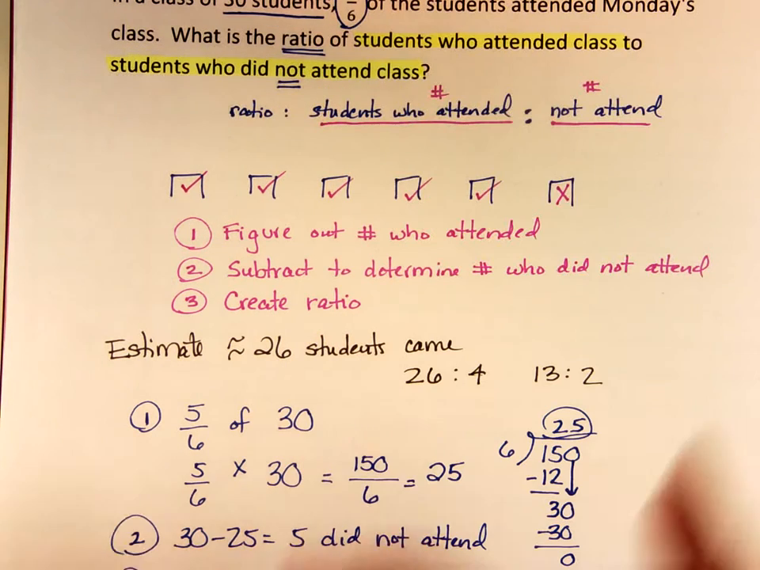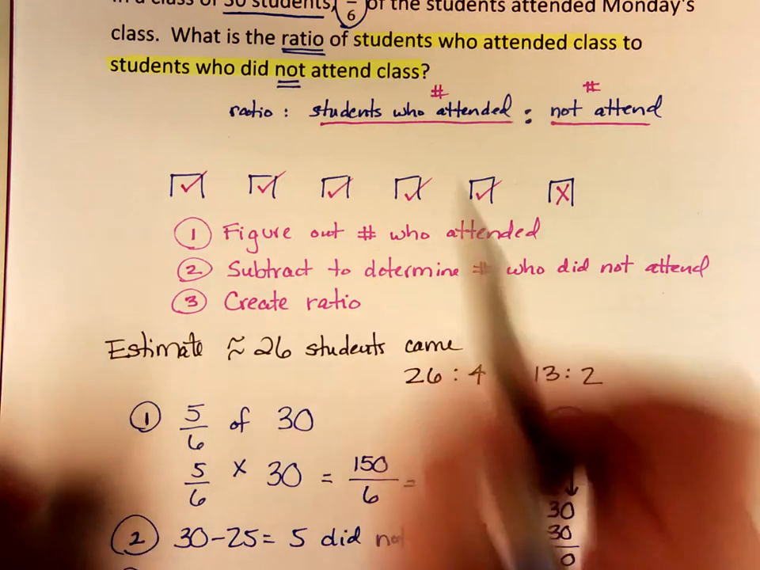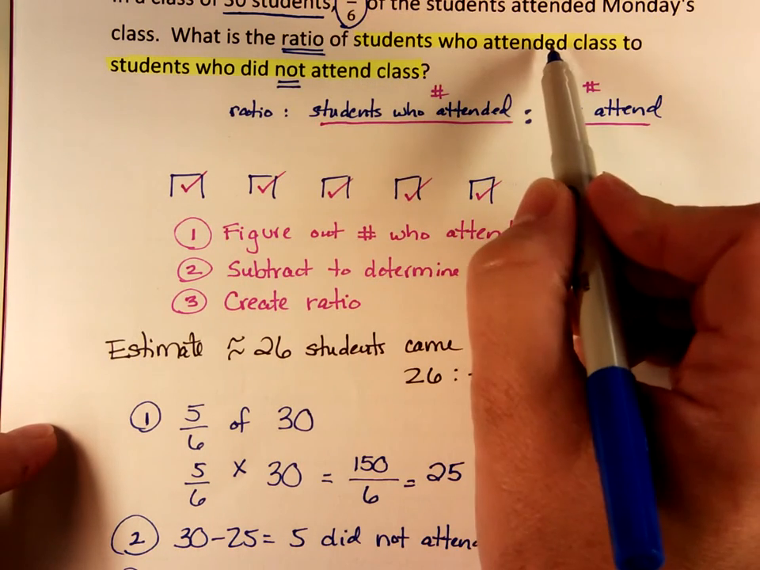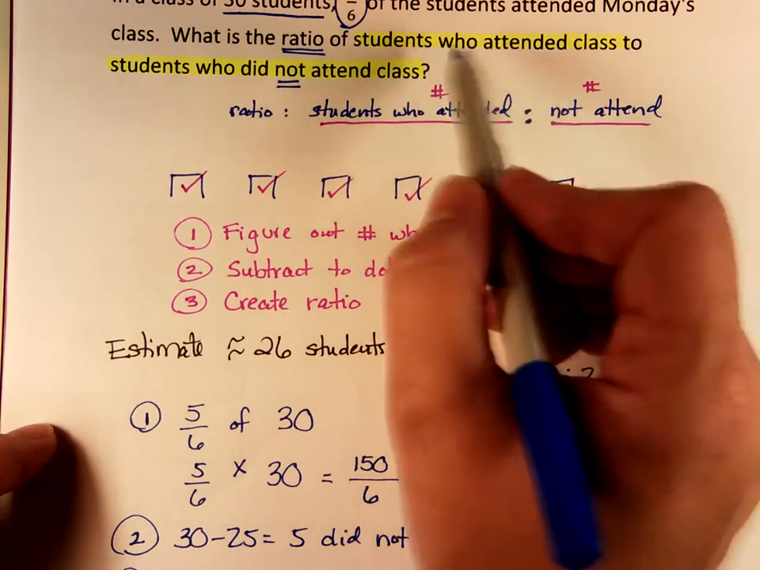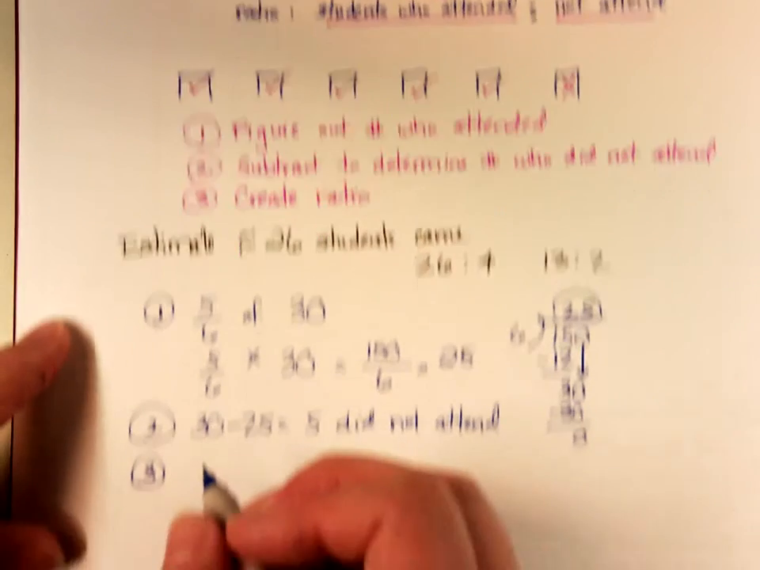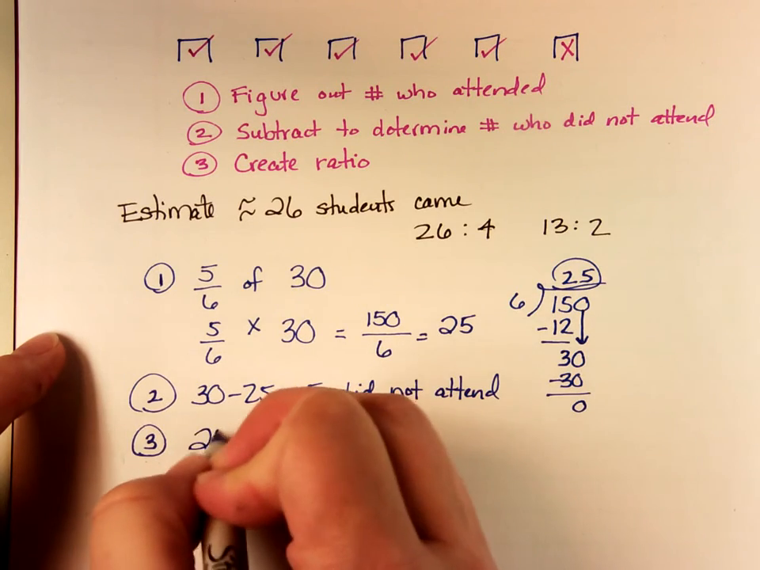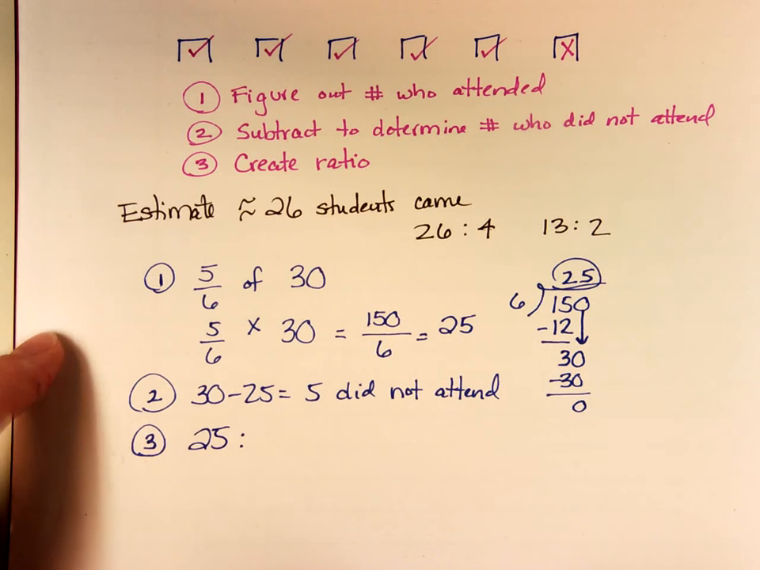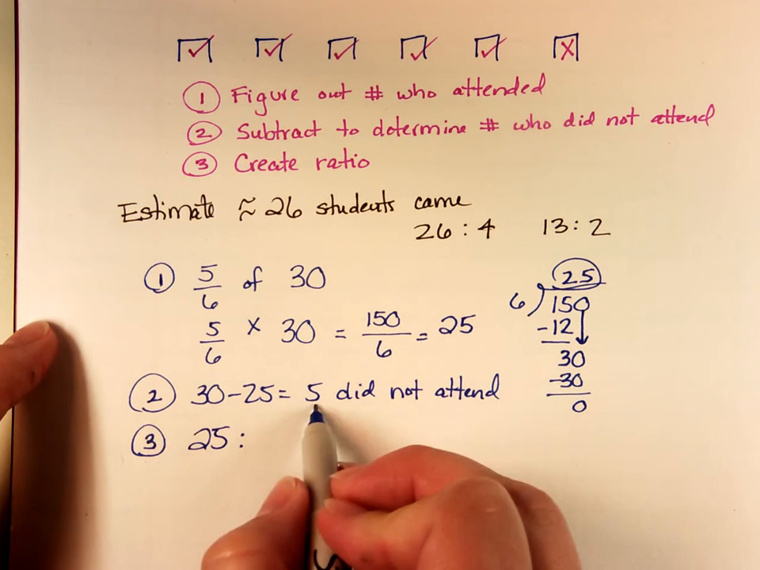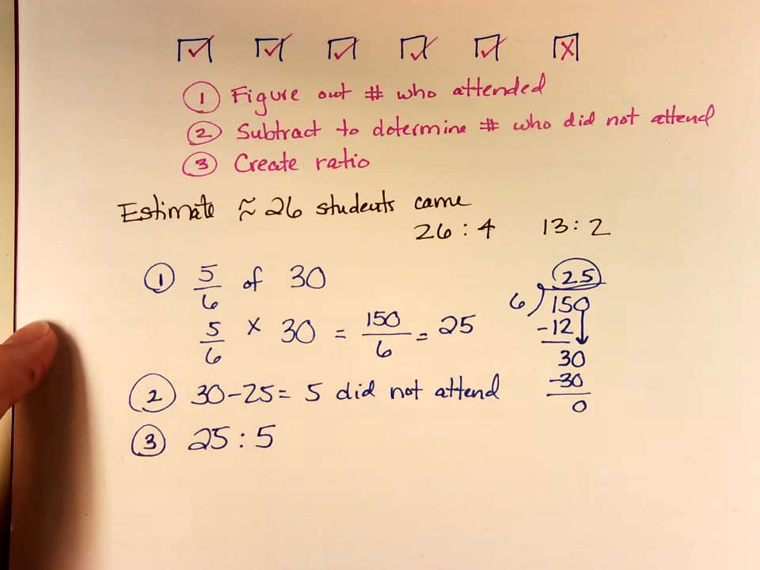So you really can't just put the ratio any different way that you want it. It has to be the exact way that you read it. What did you read first as you were reading the sentence? Students who attended class, which was 25. Now the students who did not attend class, 5. So the ratio is 25 to 5.